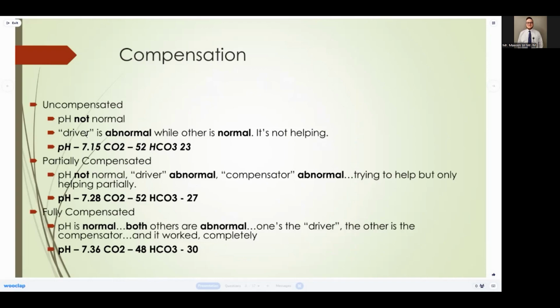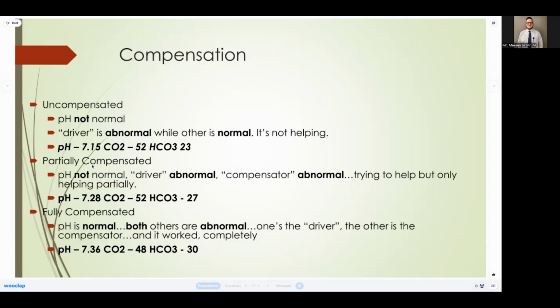So compensation is basically uncompensated: pH is completely not normal. The driver is abnormal while the other is normal. It's not helping. So pH 7.15, CO2 is high, bicarb is normal. And so the driver of this is CO2, and so this is an uncompensated respiratory acidosis.